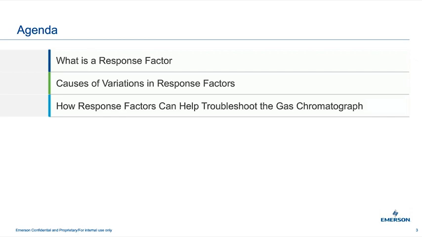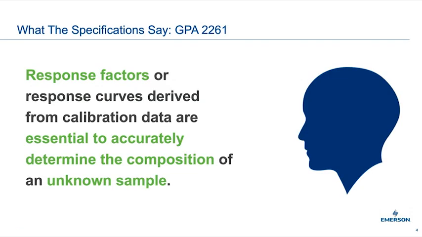To relate how important response factors are, there's a couple specifications out there that do reference it. So GPA 2261, which is a common specification that we use on our products, is basically saying response factors are essential to the accurate determination of the composition of an unknown sample. So we calculate response factors from a known sample, but then we turn around and use that information to help figure out the concentration of an unknown sample.